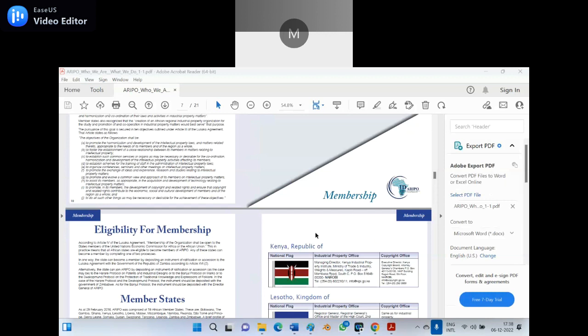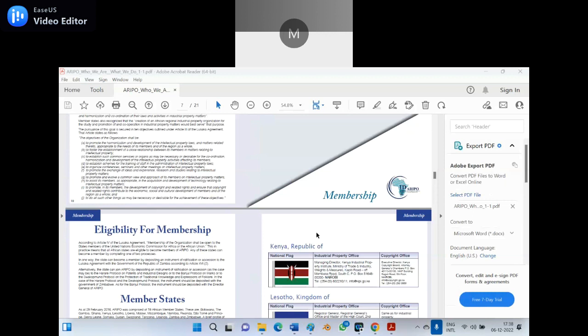To establish the scheme for the training of staff in the administration of intellectual property laws. And the next is to organize conferences, seminars, and other meetings in intellectual property matters. The next point is to promote and encourage the exchange of experience, research, and studies relating to intellectual property matters. And the next is to promote and evolve a common view and approach of its members on intellectual property matters.